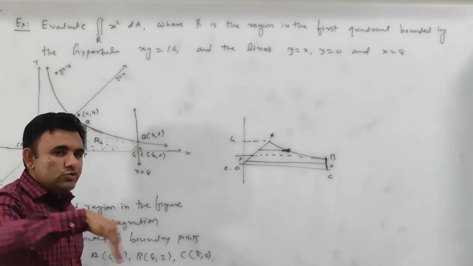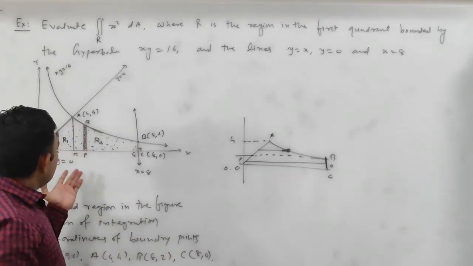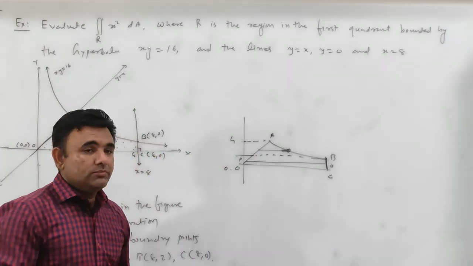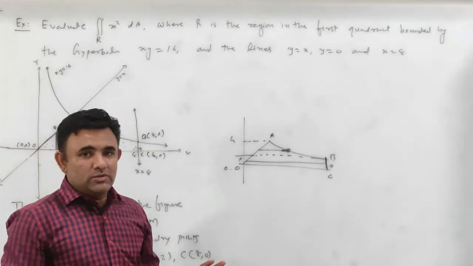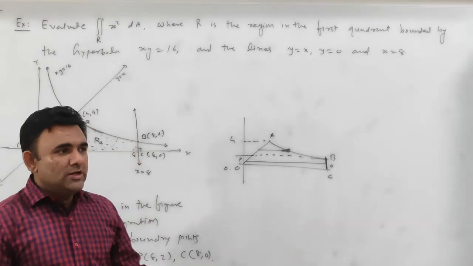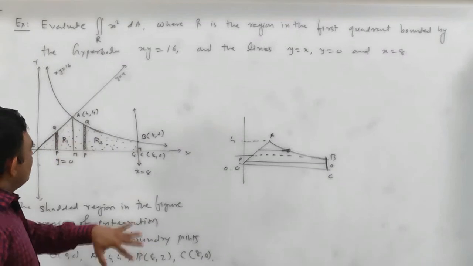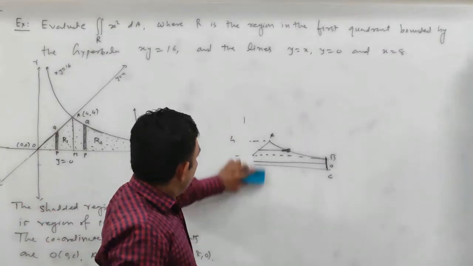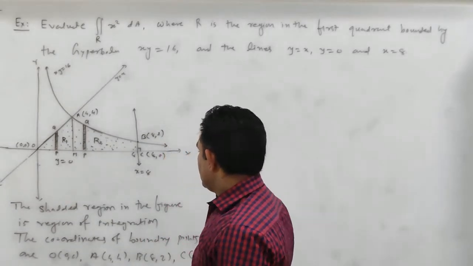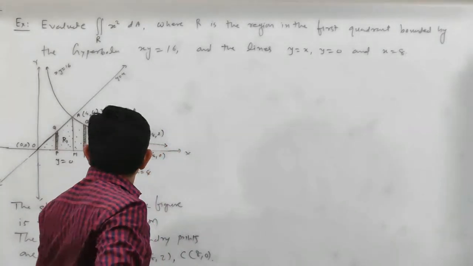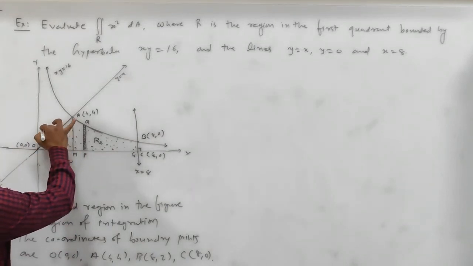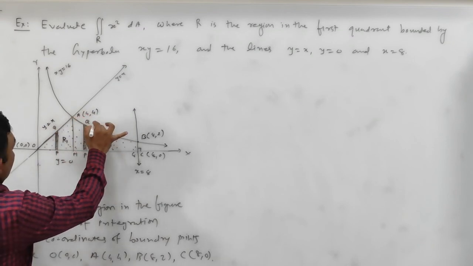So if you consider horizontal or vertical, in both cases you must have two regions. There is no choice. You have to divide your region of integration into two parts. So let us go with the vertical strip, divide this region in two parts, and see what happens. Here is the y equal to 0 line, this curve is y equal to x, and this curve is xy equal to 16.